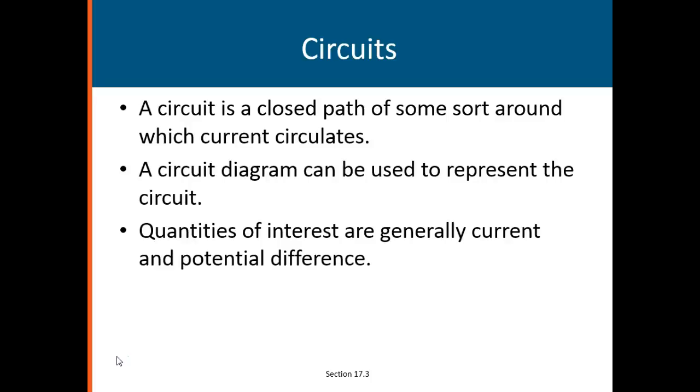So let's move on to circuits. This is 17.3. Before we go there, let's do quick quiz 17.2.